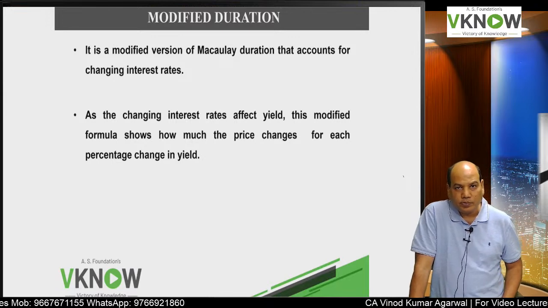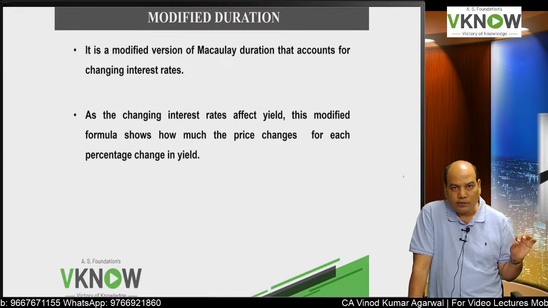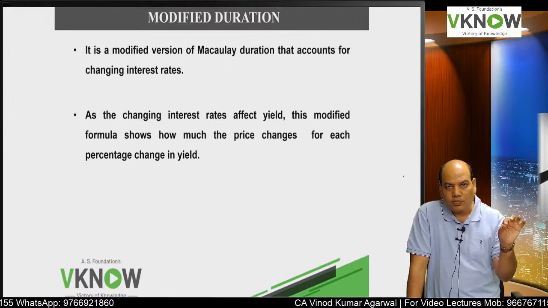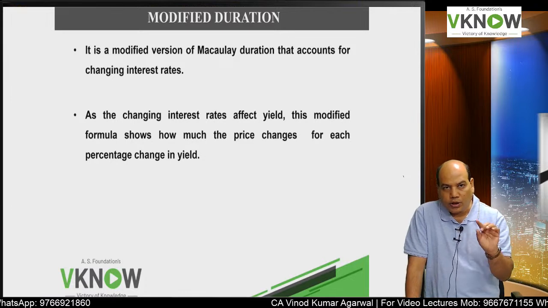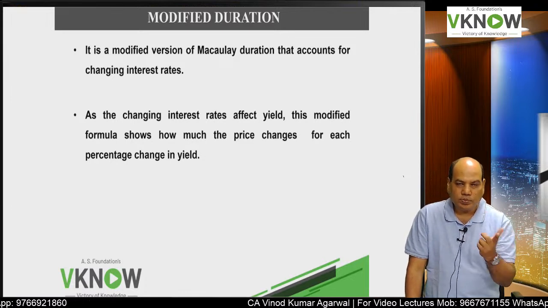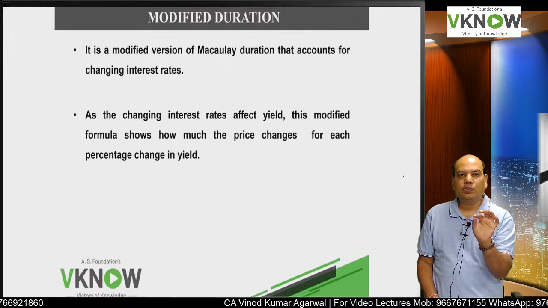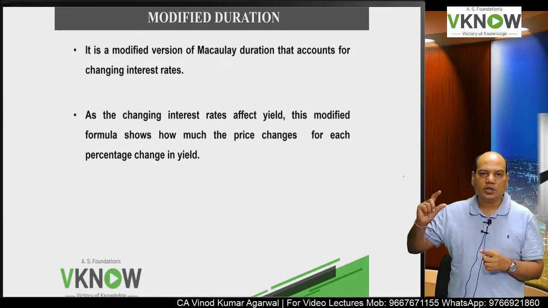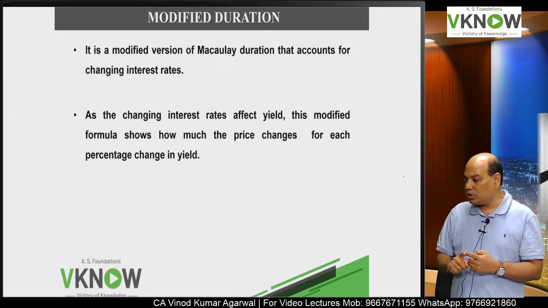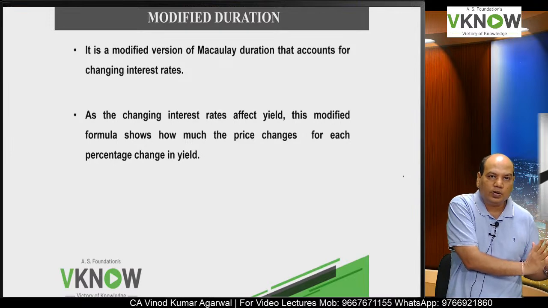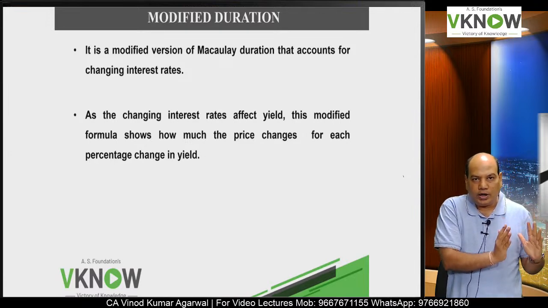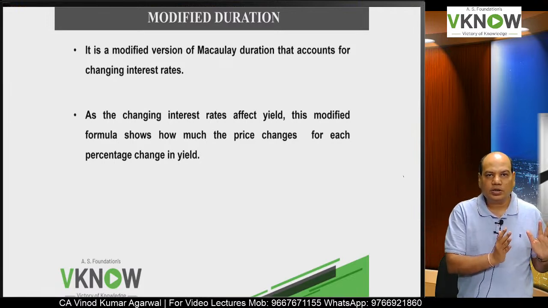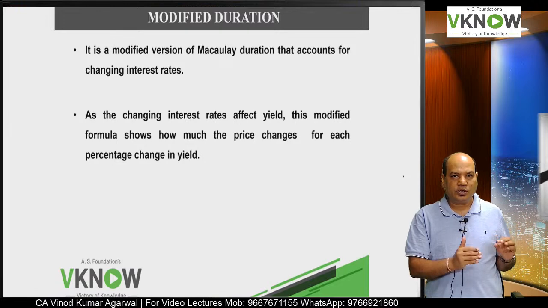So, what is the purpose of modified duration? Modified duration says by what percentage bond price will change if YTM changes by 1%. So, if modified duration is 3.5, it means if YTM changes by 1%, bond price will change by approximately 3.5%.